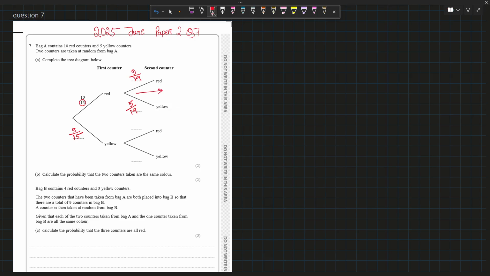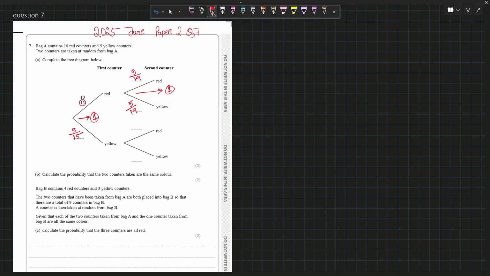And always check that your tree diagram adds up to 1. Like if you add them, let's say 9 by 14 plus 5 by 14, you will always find that they add up to 1. And this also adds up to 1. Alright, this all adds up to 1. If they add up to 1, it means your tree diagram is going well.